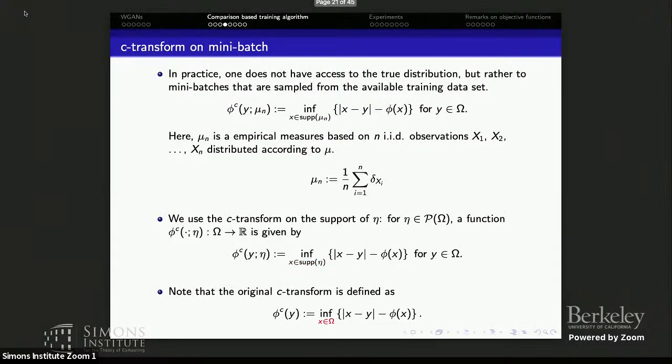The difference is that in the C-transform on the support of eta, we take the infimum over x in the support of eta, while in the original C-transform, we take the infimum over the whole domain omega. So using these two ideas, instead of the Lipschitz condition, we use the observable condition A, and instead of the original C-transform, which is not easy to compute, we only consider the C-transform on mini-batches.